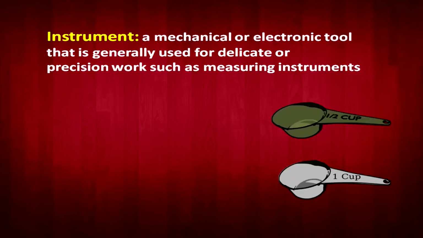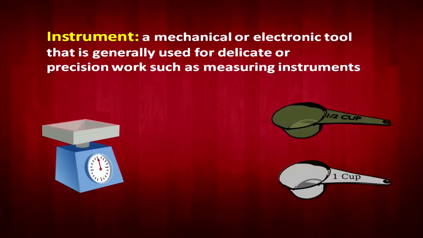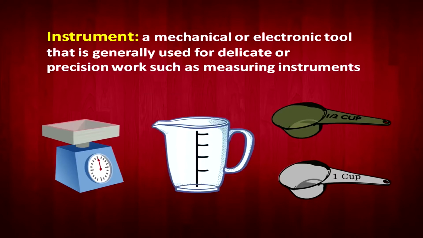Now let us see the other word, instrument: a mechanical or electronic tool that is generally used for delicate or precision work, such as a measuring instrument. Here we can see pictures of a balance, a measuring cylinder, and a cup. One cup is measuring 1 cup, another is measuring half cup. So these are instruments, I suppose.